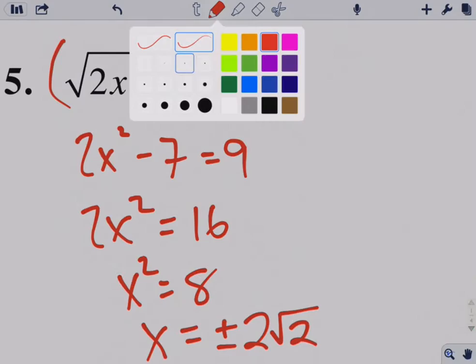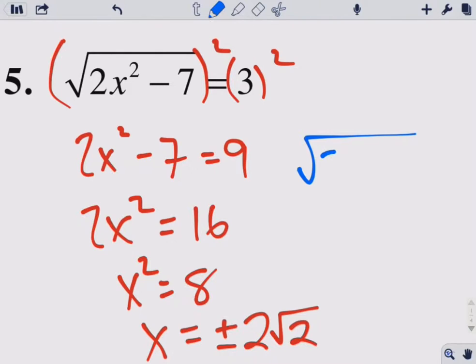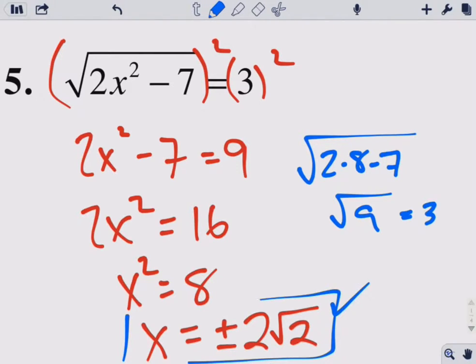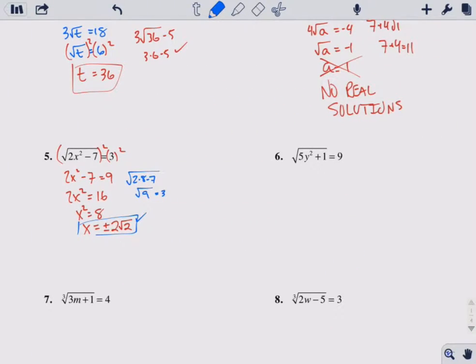Okay, so if x squared is equal to 8, it should check out. I should get the square root of 2 times 8 minus 7. That's the square root of 9, which does equal 3. So that works as a solution.